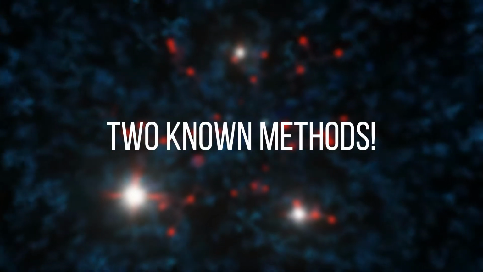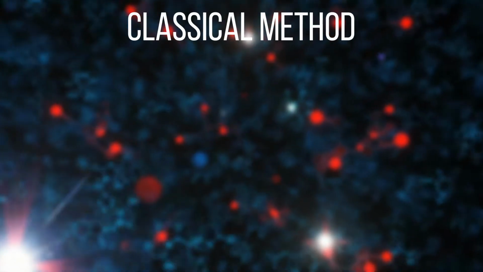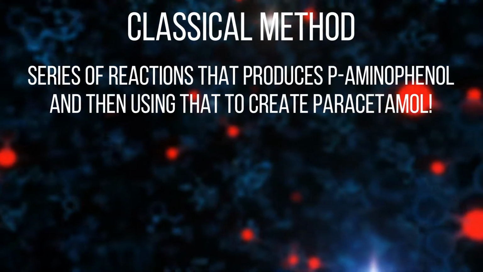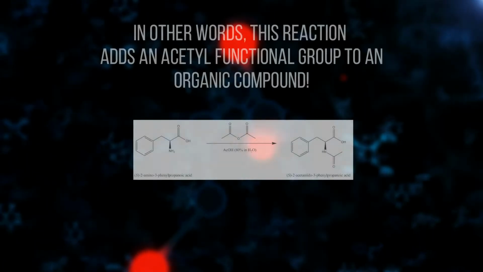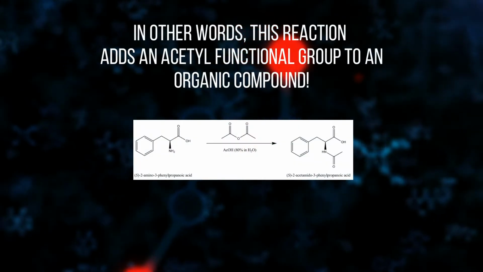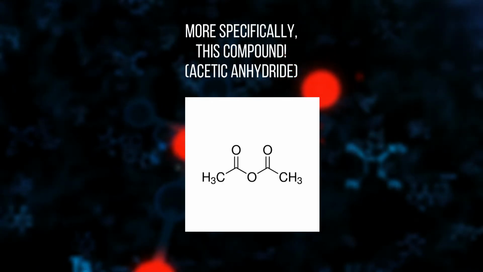There are two known ways to synthesize the compound, one of which is the classical method. There are two reactions. The first produces para-aminophenol, and then using that to create paracetamol. The creation of paracetamol is accomplished through the acetylation reaction of the para-aminophenol with the use of acetic anhydride. Within the classical method, there are two variations.